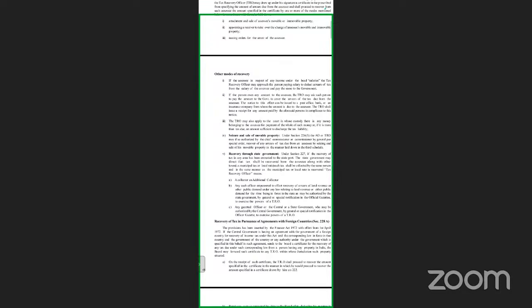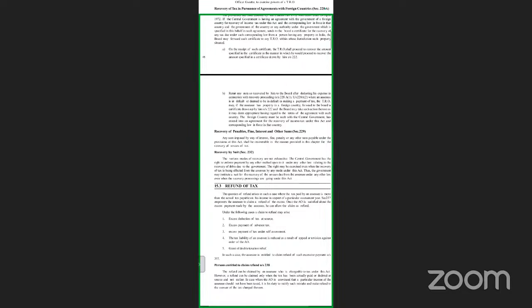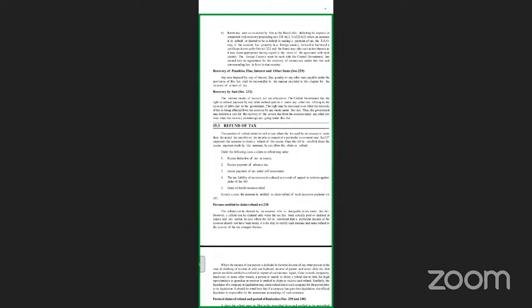Recovery of penalties, fines and interest and others: any sum imposed, whether by way of interest, fine or any penalty under the Provisions Act, is recoverable in the manner provided.